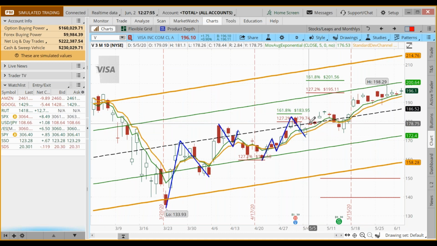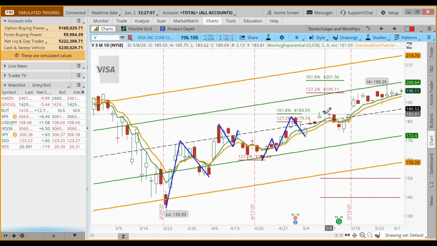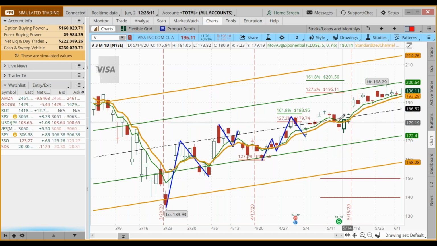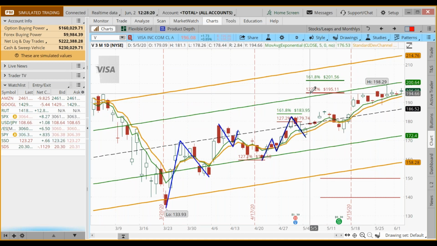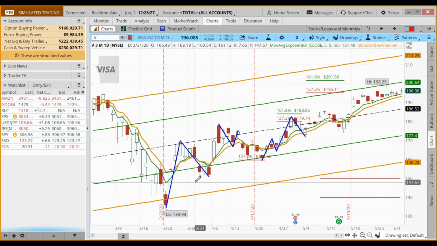It came to the 161 right here, and then what do we know about the 161? It's either going to consolidate, pull back, or blow right through. It didn't blow right through, so it's probably going to consolidate or go back down. It doesn't make a measured move, so you hang in there, and up it goes to the 127. Bingo. Now you can come all the way back here.